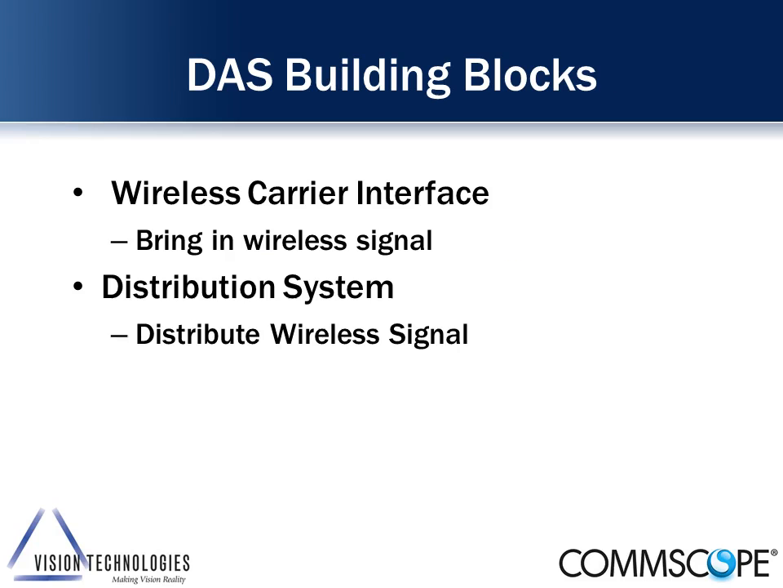Okay, the building blocks. There's really two basic building blocks. What I call the wireless carrier interface, and all that is how do I bring the signal into the building, and then the distribution system itself. How do I distribute that wireless signal? And that's the two parts that we're talking about today.